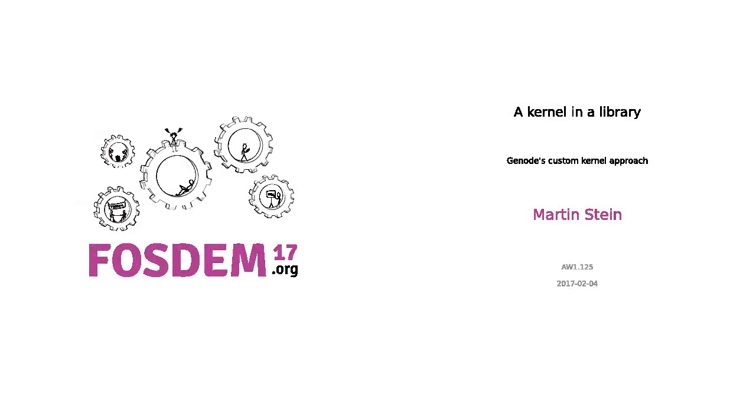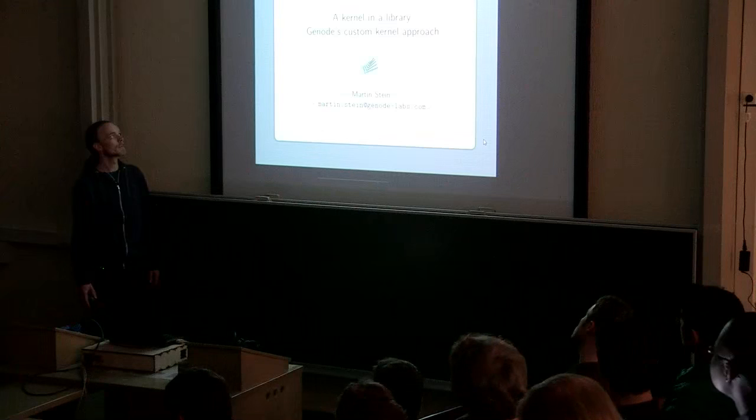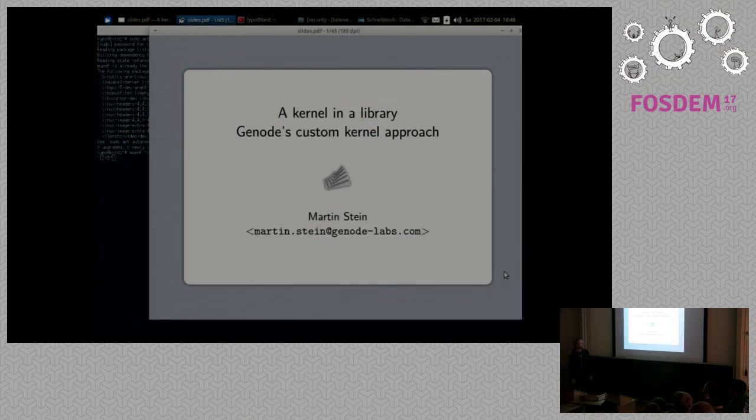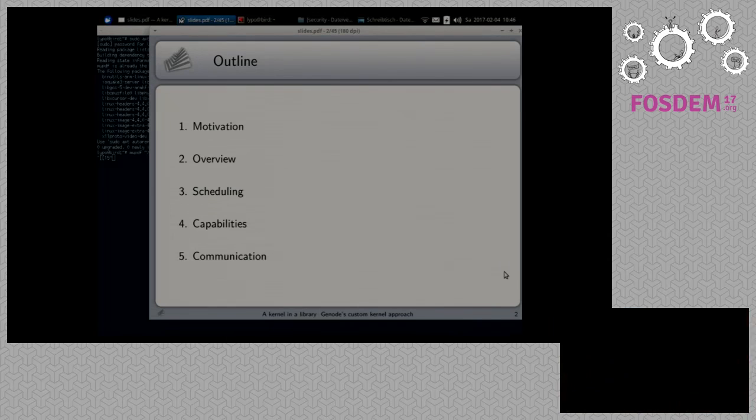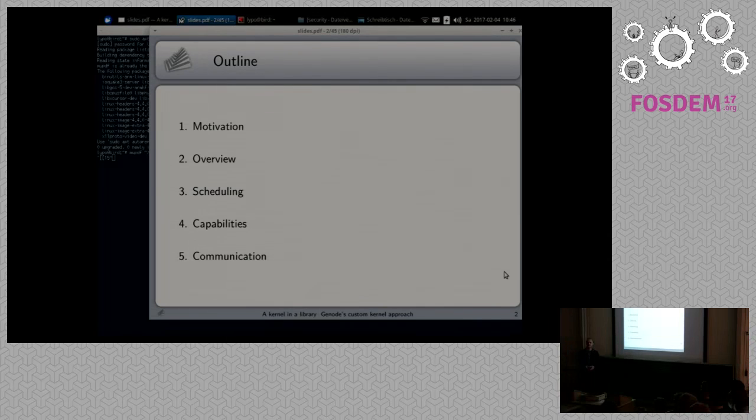From Gnode Labs, and I'd like to talk about our custom kernel approach. The talk is structured the following way. In the first chapter, I'd like to talk about what motivated us to create our own kernel. In the second chapter, I give a little overview about general qualities of this kernel and how it works in general. And in chapters 3, 4, and 5, I will go into detail about some features of the kernel. And yeah, let's start with the motivation.